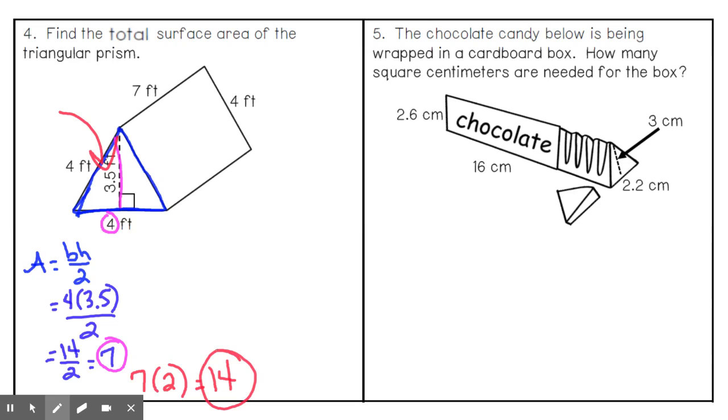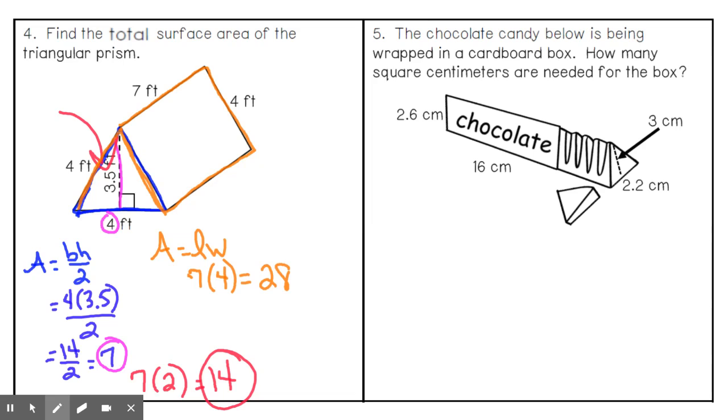Okay, so that's important. Okay, then when we're looking at our rectangles, okay, so we're going to have this rectangular face here on this side. Okay, the area of a rectangle is length times width. Okay, so 7 times 4 is 28. And what I want you to notice is this over here is also 4, which means that this rectangle on this back side is going to measure the same thing. So we have 2 rectangles right there that are the same.